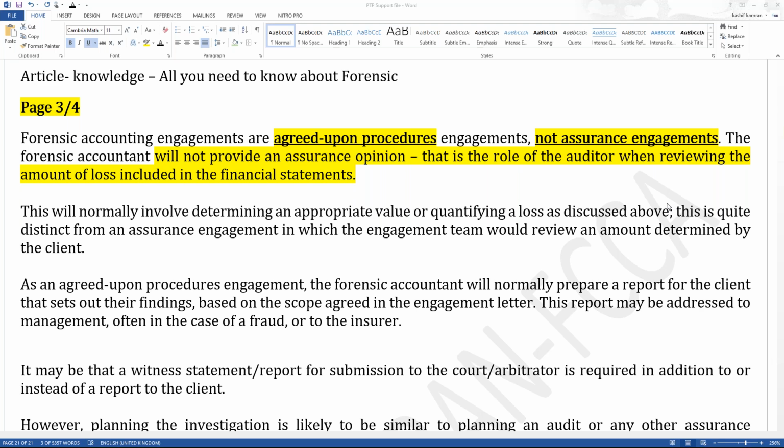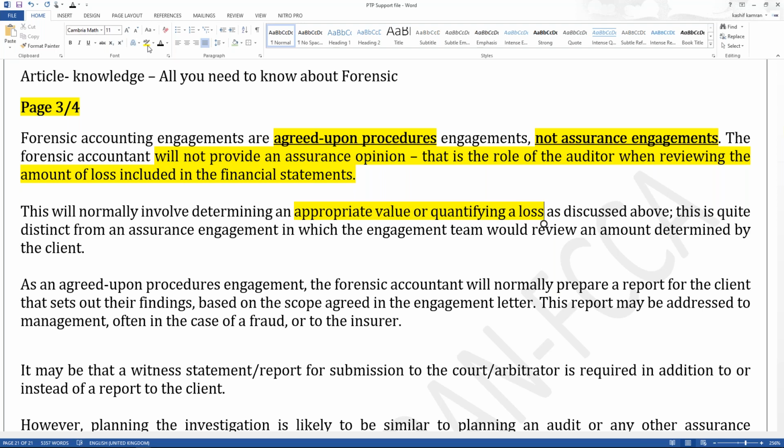Okay, para two. What is forensic? How do you go about forensic? I'm reading para two: this will normally involve determining an appropriate value or quantifying a loss as discussed above. What is the focal point of forensic? An appropriate value or quantifying a loss. We perform forensic because of a fraud which must have taken place in a company. I hope you know the scope of forensic.